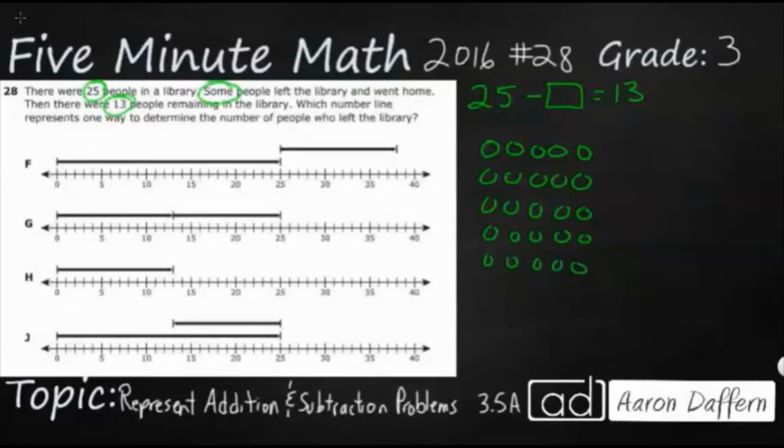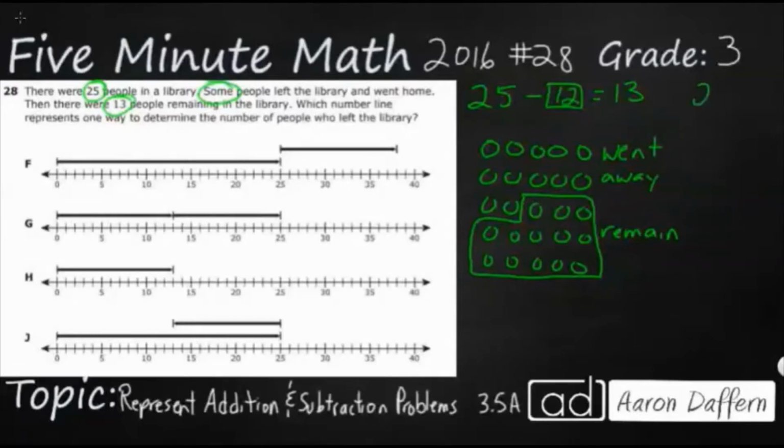So if there are only 13 left, this is what I'm going to do. I'm going to put a box around these 13. These are the people that are still here, and so I'll say they remain. Whoever's left is going to tell me these are the people that went away. So it looks like I've got 5, 10, 12.